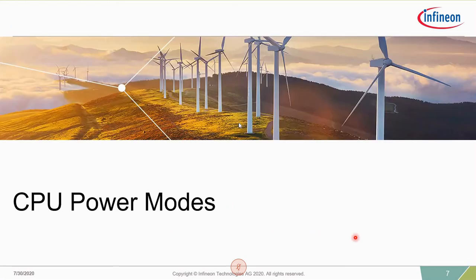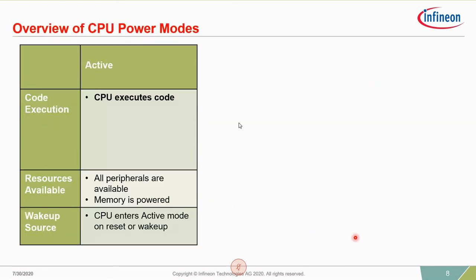Now we'll have a look at the different CPU modes supported. The default CPU power mode is CPU active, and the CPU will be executing code in this mode. Because it is the default mode, all peripherals are available and the memory is powered. The CPU enters active mode on reset or on a wake up event.